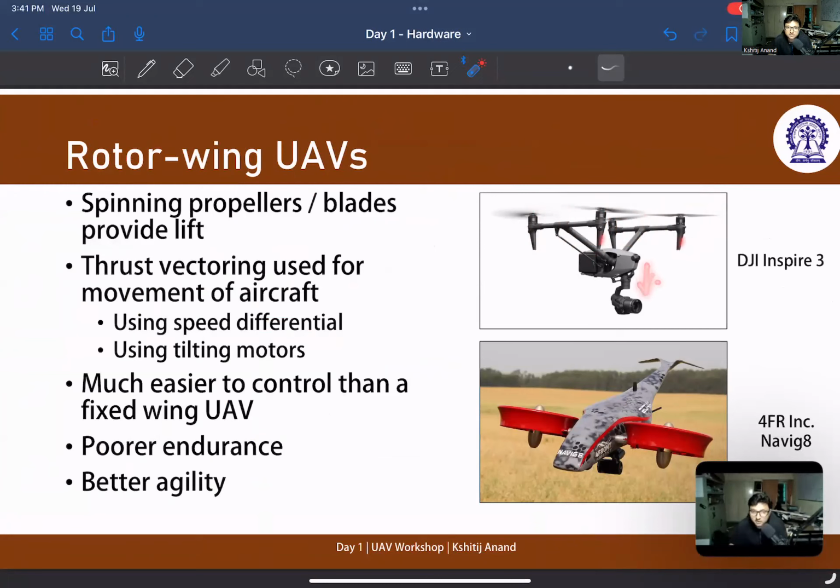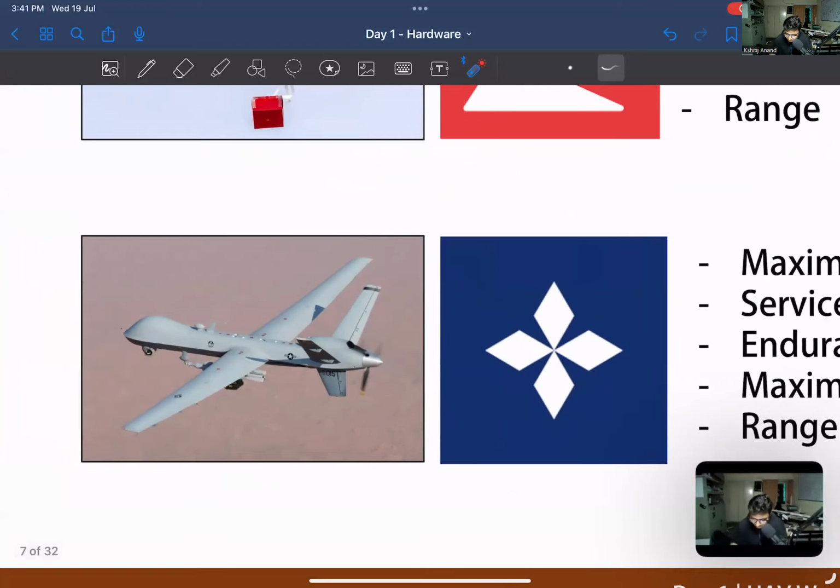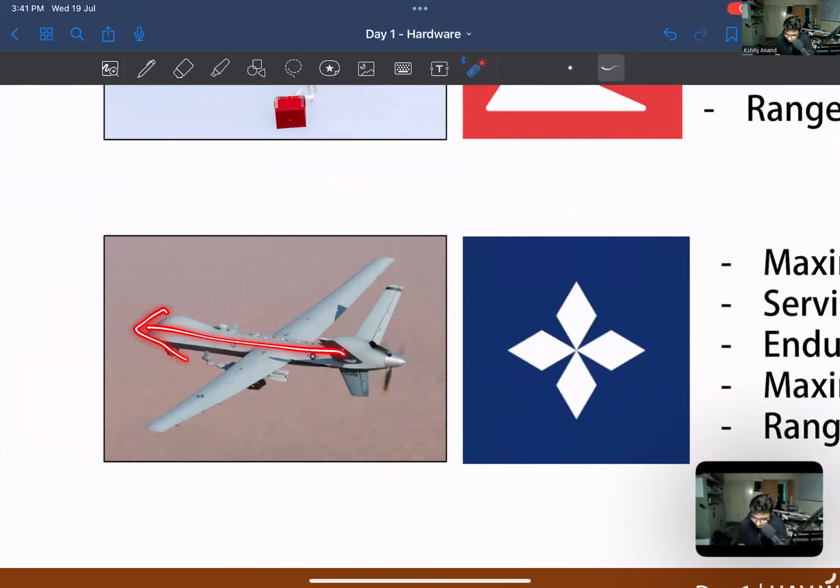If you look at fixed wing UAVs, the motor is only giving thrust in this direction, which is countering the drag in this direction. Now the drag forces are much, much lesser than the required lift forces. So the lift forces are provided by these fixed wings, right? So the motor only has to provide as much thrust to counter the drag encountered by the aircraft.